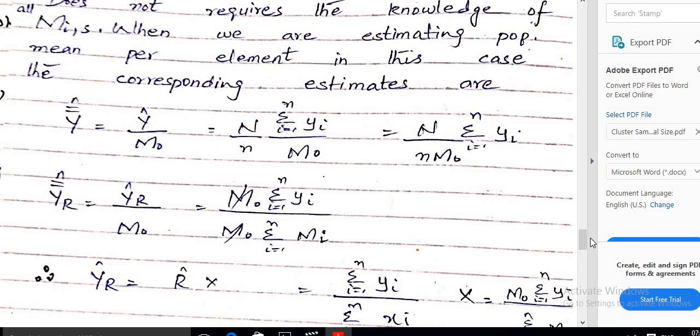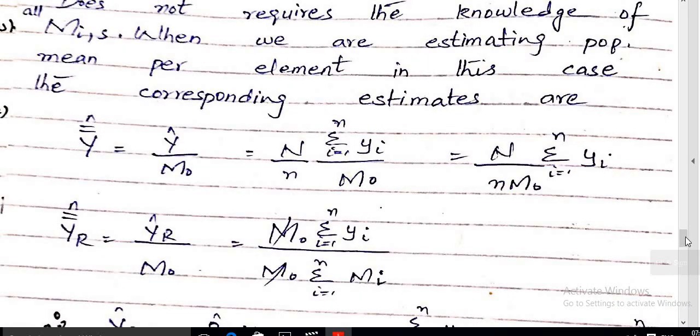The estimate y double bar hat is equal to y hat divided by m naught, and y hat is replaced by capital N over n times the sum of i from 1 to n of yi, divided by m naught. Similarly, y double bar hat r is equal to y hat r divided by m naught. Y hat r is equal to m naught times the sum of i from 1 to n of yi divided by m naught times the sum of i from 1 to n of mi. M naught and m naught cancel out from the denominator and numerator.